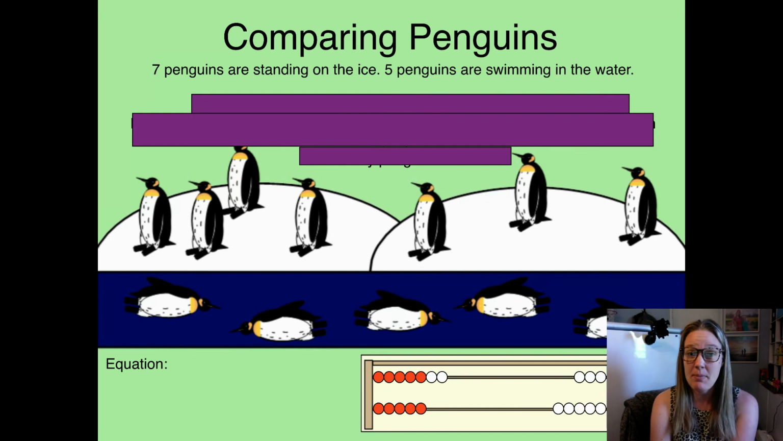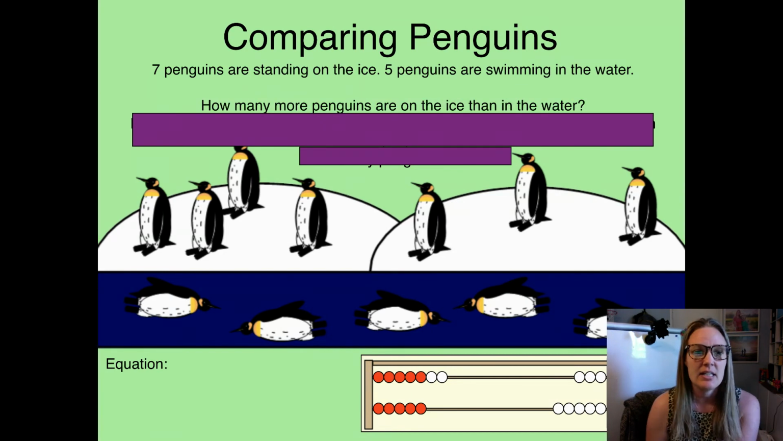It says 7 penguins are standing on the ice and 5 penguins are swimming in the water. You can see that in the picture right there, right? 7 on the ice and 5 in the water. It's asking us how many more penguins are on the ice than in the water. So how many more penguins are on the ice than are in the water?